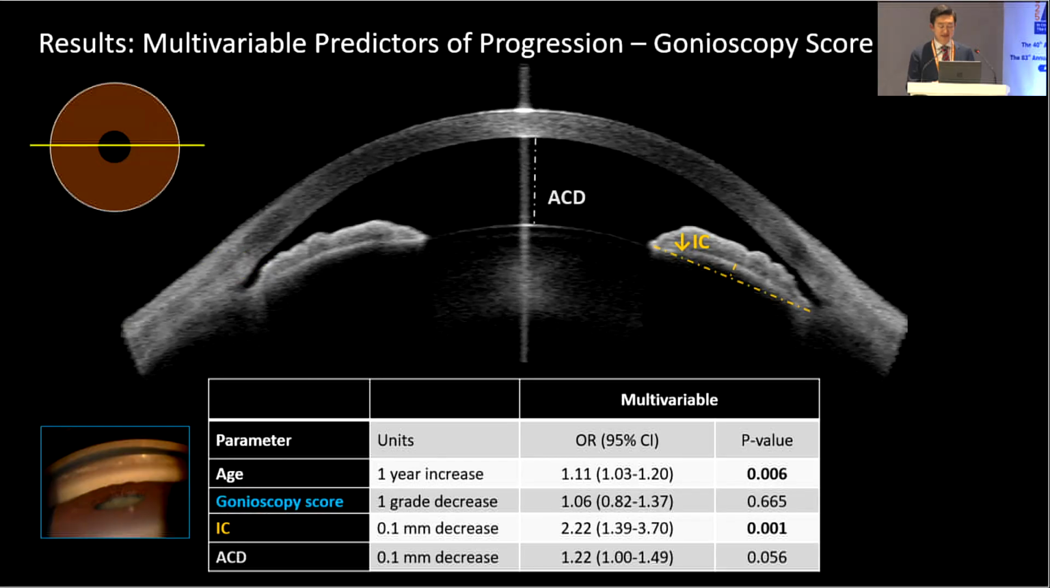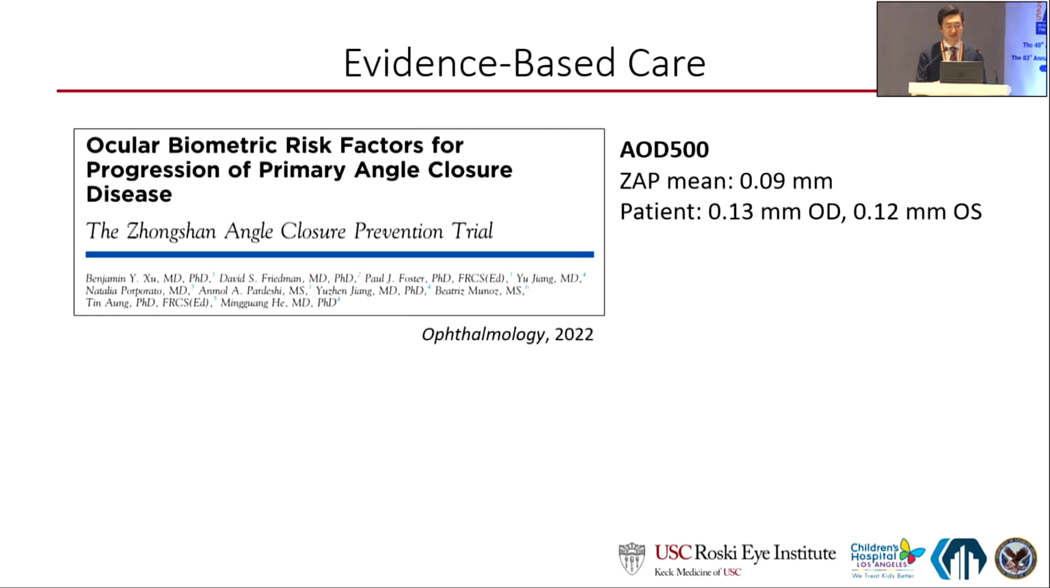When we replaced AOD with gonioscopy score, which is a sum of the gonioscopy grades across the 4 quadrants, we found that gonioscopy score was not associated with progression. What this tells us is that gonioscopy fails to provide us with information about progression risk, whereas ASOCT measurements can help us perhaps risk stratify these eyes.